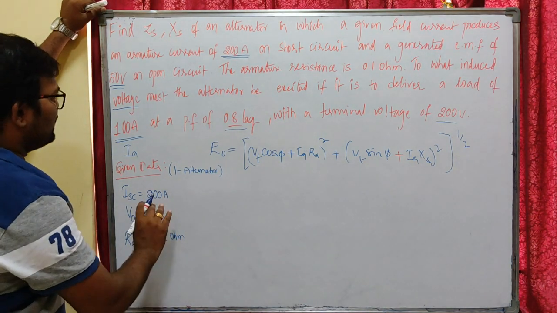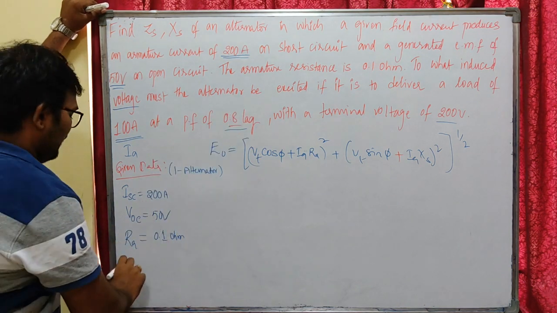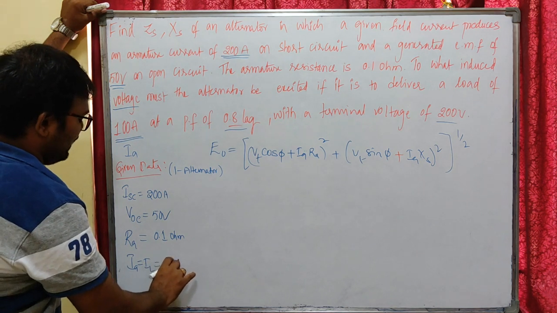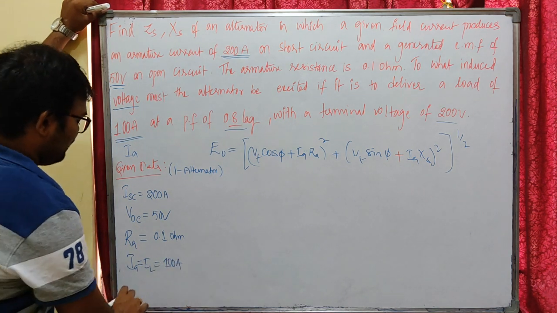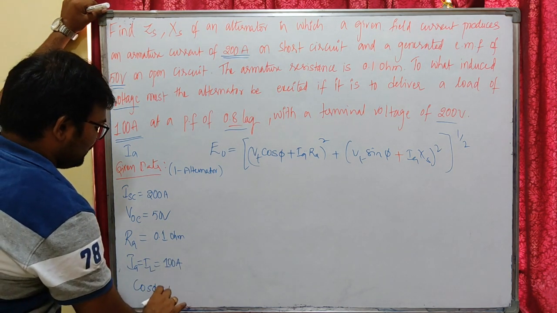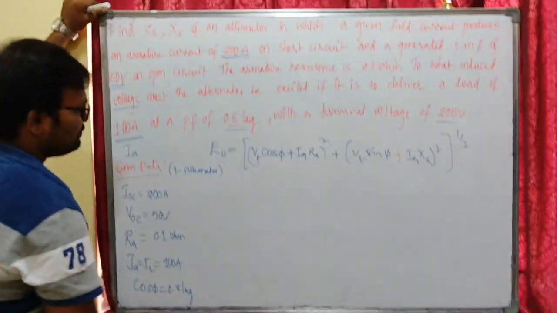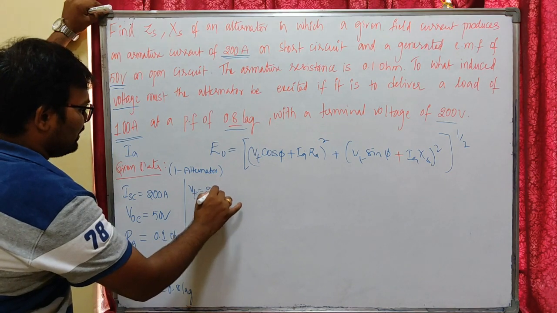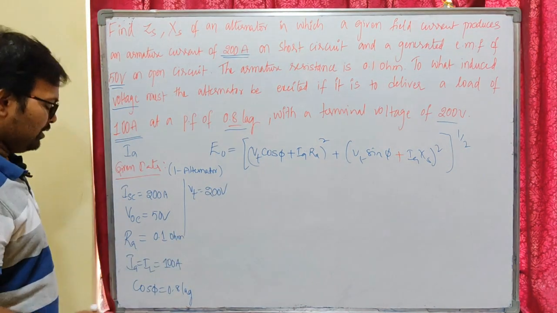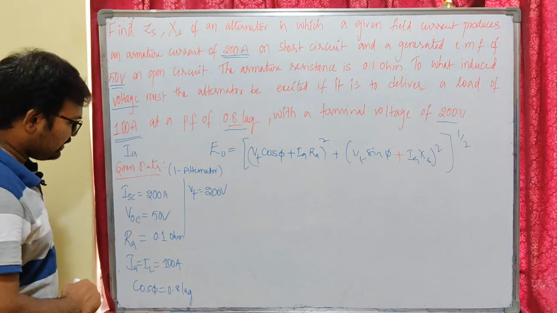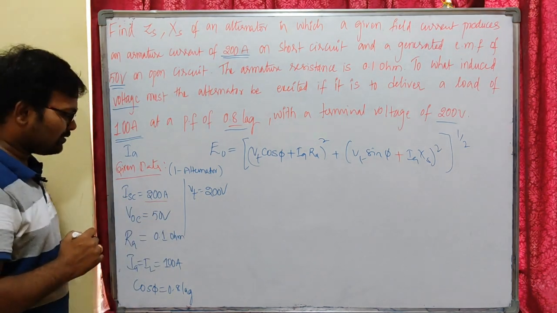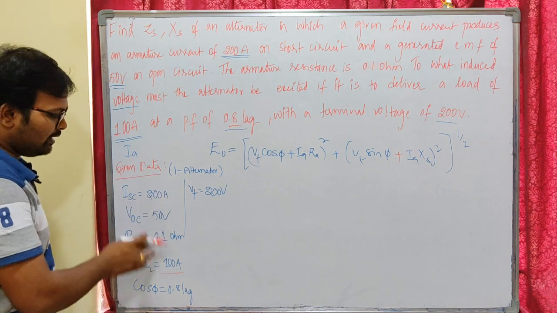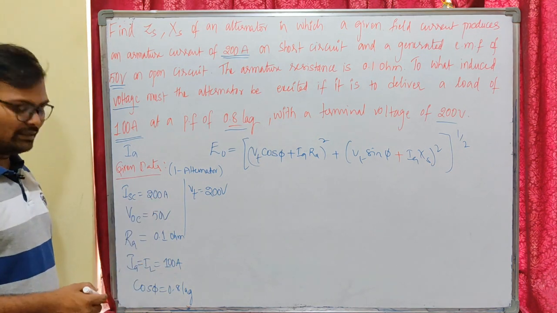To find: induced voltage E0, and the load current IL, or Ia equal to IL, is 100 amperes at power factor of cos phi equal to 0.8 lagging. Given terminal voltage Vt is the phase voltage only, because it is single phase, that is 200 volts. You can observe one thing here: the short circuit current is 200 amperes, while the armature current is 100 amperes. The short circuit current is almost 2 times the load current. This is what I told you about.